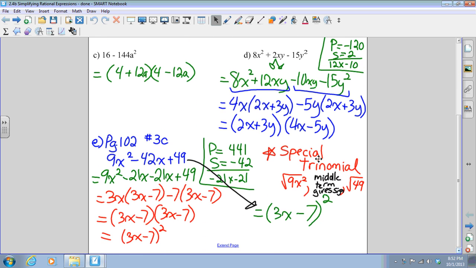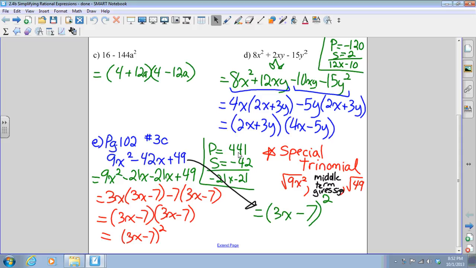This is probably from your homework, which was page 102, 3C. This is a special type of factoring. We call this perfect squares. We really haven't reviewed that much. Basically, you could do the same as doing decomposition. However, you will struggle to note that when you're looking for your factors, a product of 441 and a sum of negative 44, those are big numbers.